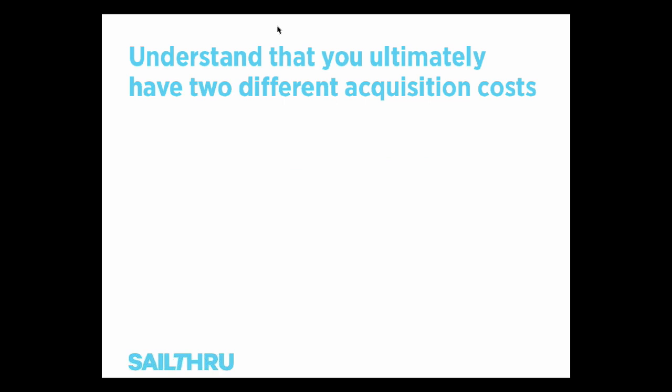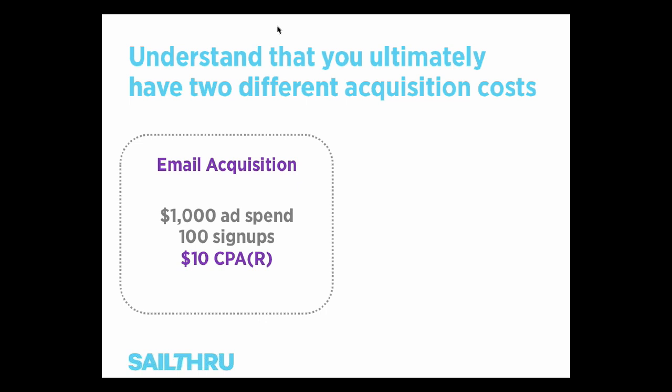The key to understanding customer acquisition costs is the understanding that there are ultimately 2 different customer acquisition costs. In the first example, let's look at the cost of acquiring an email address. A marketer spends $1,000 on an advertising campaign yesterday and gets 100 signups from that. Basic math would say, well, the CPA, or cost per acquisition, for that campaign was $10, the $1,000 divided by the 100 signups. In reality, however, we have no idea how many of those 100 signups are ultimately going to go on to make a purchase or to be engaged consumers.